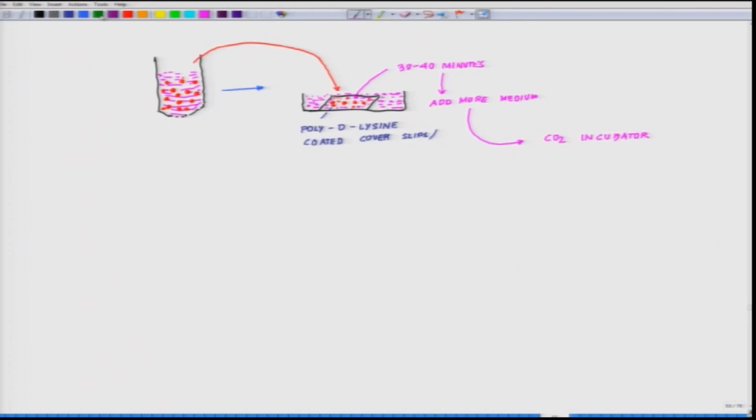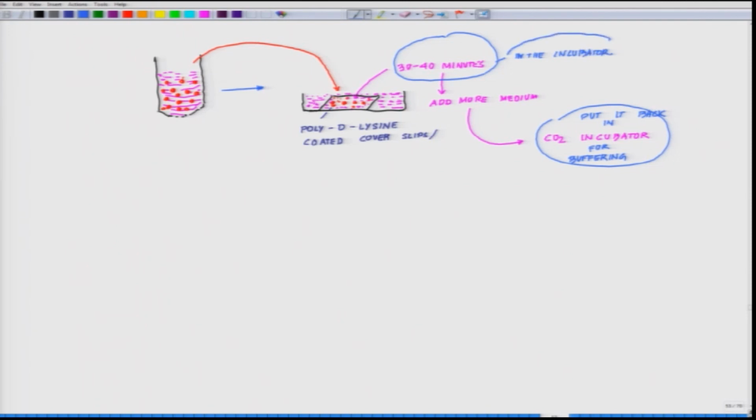So, this is the zone. You remember I told you that there has to be everything defined. So, this is how we do the buffering. We will come to this very soon. Put it back in the CO2 incubator for buffering, and here also, you left it in the incubator. Okay.